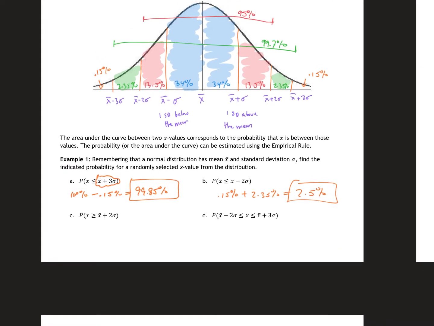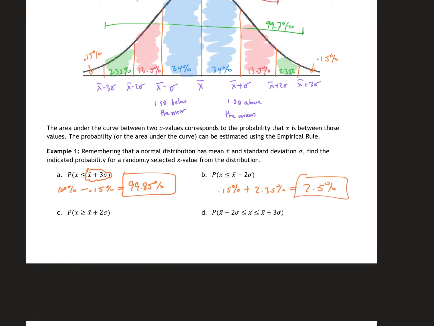All right, I guess I can stay zoomed out. What's the probability that x is greater than the mean plus 2 standard deviations? So here's the mean plus 2 standard deviations, so it's greater than, so it's this section. So it's the same thing we just did. We just did those numbers, so it's 2.5%.